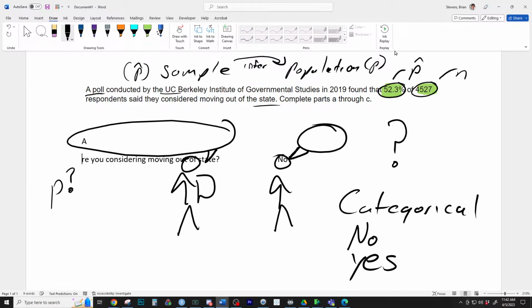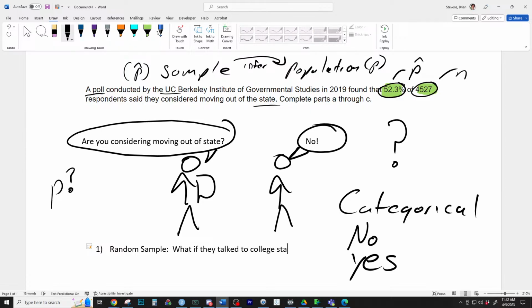But there could be problems. So this was conducted, and let's think about what problems could be in this problem. One, it needs to be a random sample. What if they talk to college students? It kind of would make sense that if they talk to college students, a lot of people plan on moving out of state, because they go to college and then they move or something like that. So the question would probably need to say random. You would think the polling organization, it might say, what did you assume? We would have to take random individuals. So probably they did that, but it would probably need to state that.